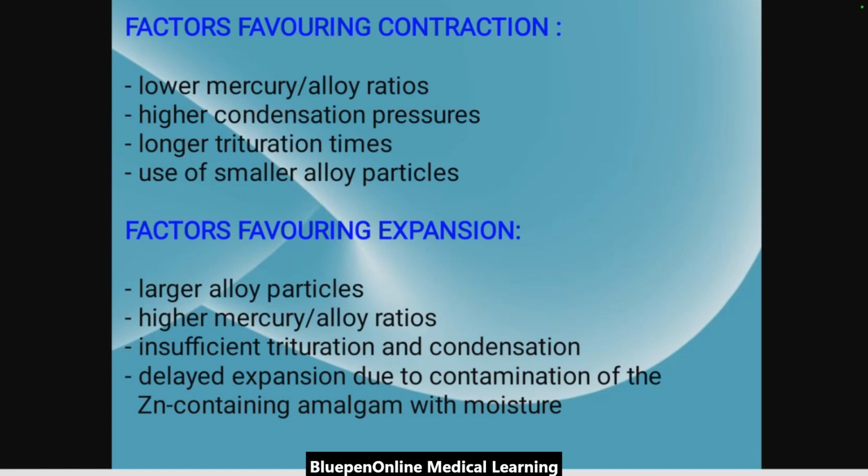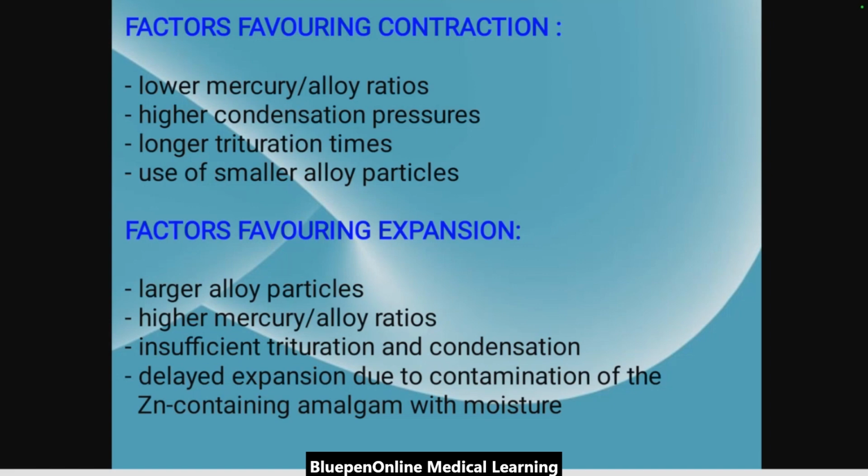When we are using higher condensation pressure, it will take out the excess mercury from the mix, and less mercury will be available for the further reaction. So further growth of gamma 1 phase will be reduced and this will lead to contraction. Longer trituration times also lead to contraction, and if we are using smaller alloy particles, that will also lead to contraction, as whatever crystals are formed for the gamma 1 phase will be smaller. So these are the 4 factors which will lead to contraction.